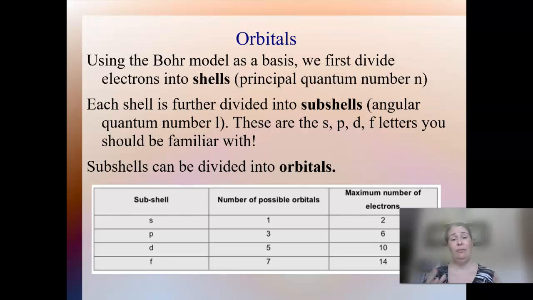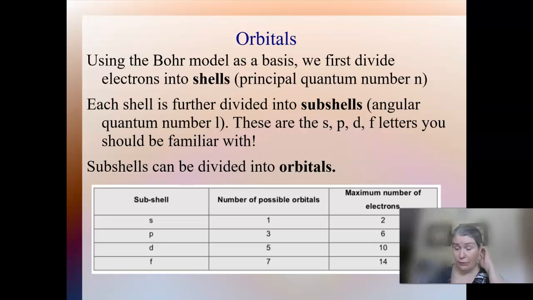Each shell was then further divided by the angular quantum number into subshells. And that's the S, P, D, F. So you can have, say, 2s or 2p, or you could have 4s, 4p, 4d, 4f. Those are the subshells, like the type of orbital. And then subshells have one or more individual orbitals inside them.